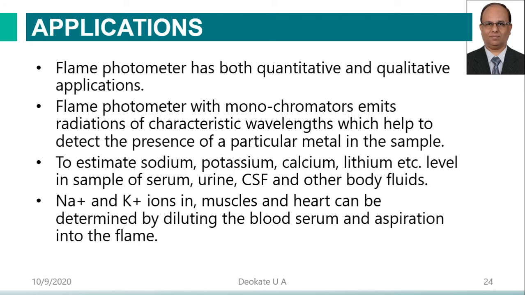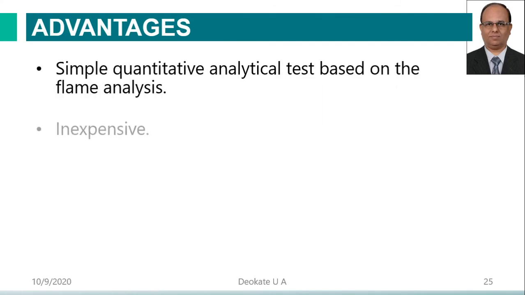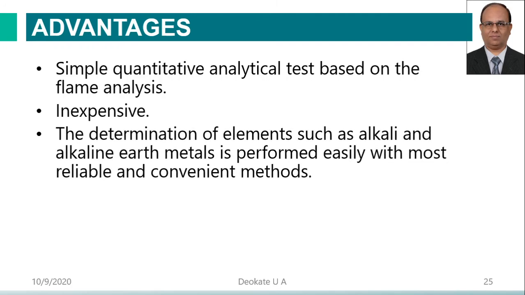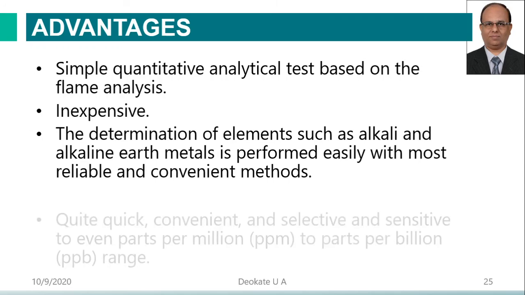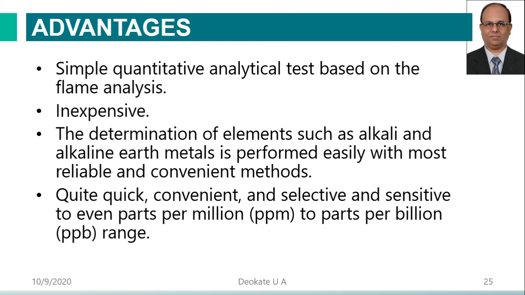We are using this flame photometry. Sodium and potassium ions in muscles and heart can be determined by diluting the blood serum and aspirating it into the flame. It has advantages in that it is a simple quantitative analytical test based on flame analysis. It is inexpensive. The determination of elements such as alkali and alkaline earth metals is done easily with the most reliable and convenient methods. It is quite quick, convenient and selective. We can have selection in both ways, selection of ions and selection of filters.